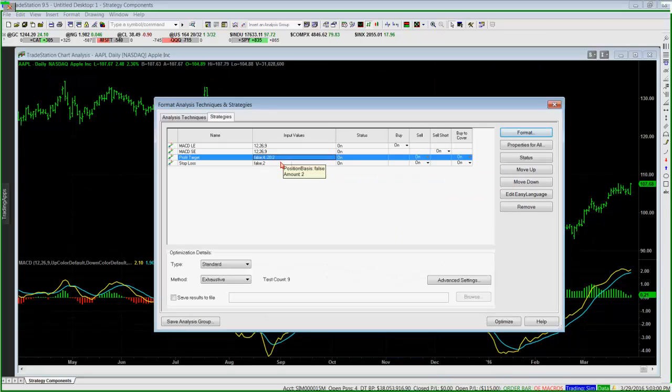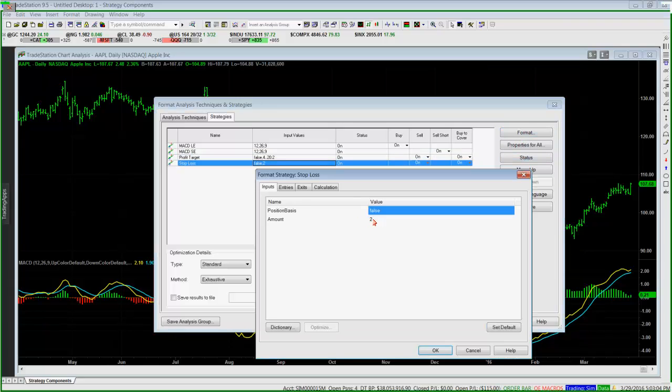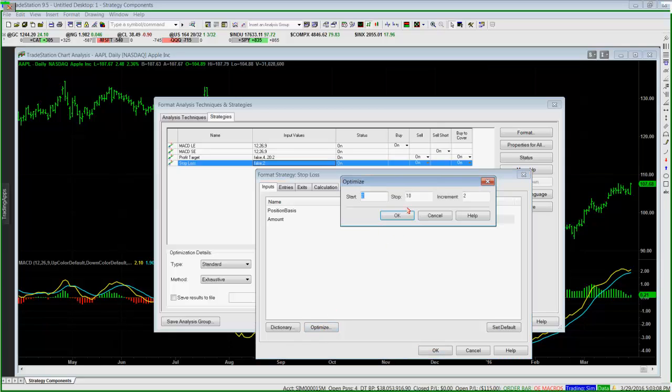And I'm also going to optimize my stop loss at the same time. So I'm going to click Format, click on Amount, press the Optimize button, and I'll set up a set of parameters for the stop loss. Now remember, this is a trending strategy, so my profit target is typically going to be larger. I'm going to have a larger profit than I have and a smaller loss. So I'm going to set this a little bit differently.